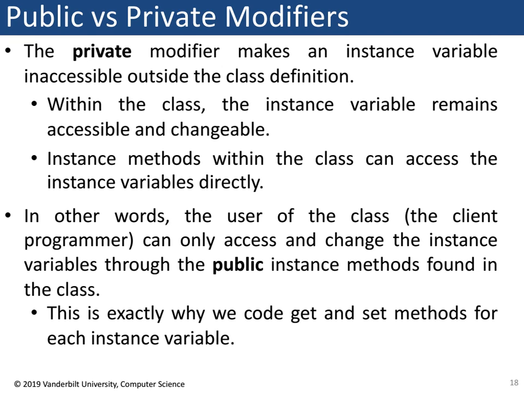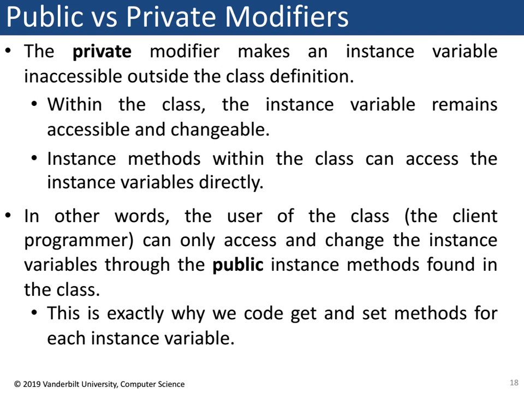So in Java, we use the private modifier to make an instance variable inaccessible from outside of our class definition. Any instance variable that has the keyword private on it is not going to be readable or writable from outside the class without using a mutator or accessor method. However, inside the class, we're still going to be able to adjust the instance variable and read its value.